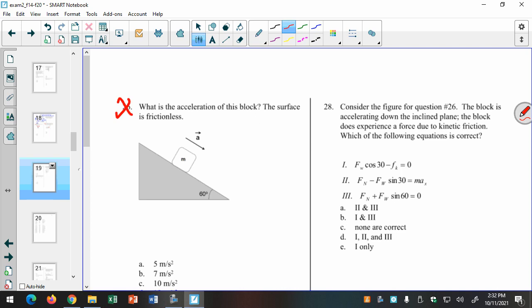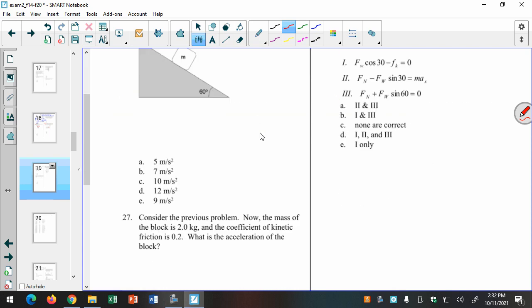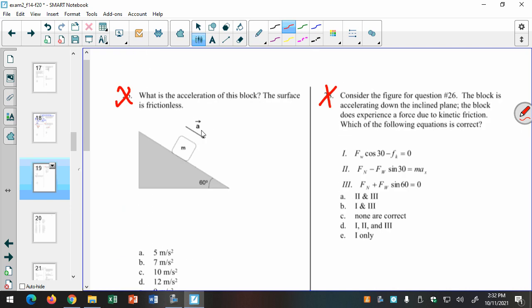Not on the quiz, because I got this inclined plane. This was related to that. By the way, the inclined plane will be your other free response question. It'll probably just be those two: projectile motion and the inclined plane.